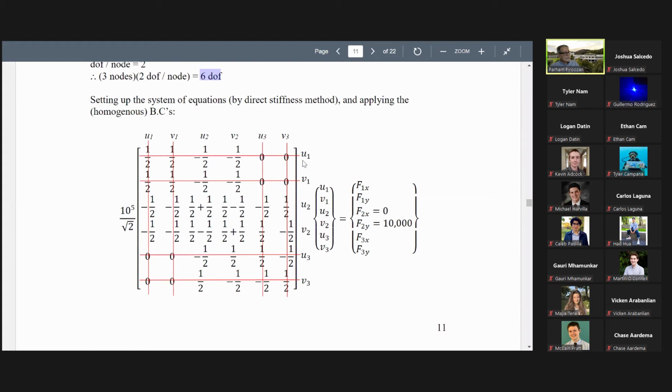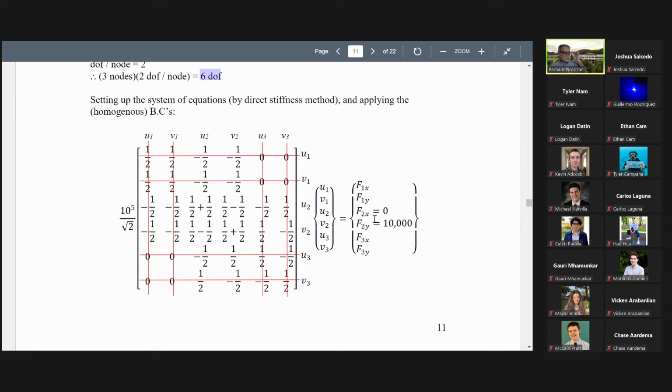So U1, row 1, column 1 out. This is V1, so row 2, column 2 out. The same thing for U3 and the same for V3. Row 5, column 5, and row 6, column 6 out. So these U1, V1, U3, V3 are out. F1X, F1Y, F3X, F3Y are out because we crossed them. We end up with F2X and F2Y. These are external forces.